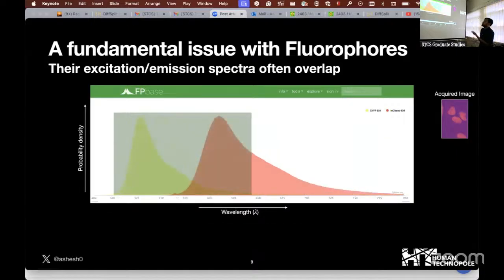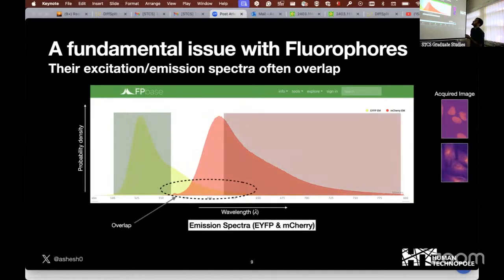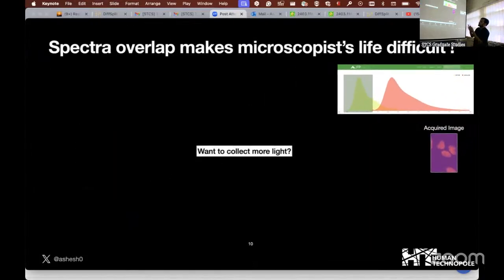The problem is when you have two fluorophores, then their emission spectra overlap. And so now you need a much narrower emission filter, which means that you're not collecting all the light that is emitted by those specific photons. And so what you get is a low SNR image, a noisy acquisition, all bad things, essentially. So let me walk you through a set of decisions that a typical microscopist makes. And that will help you understand the limitations of this modality.